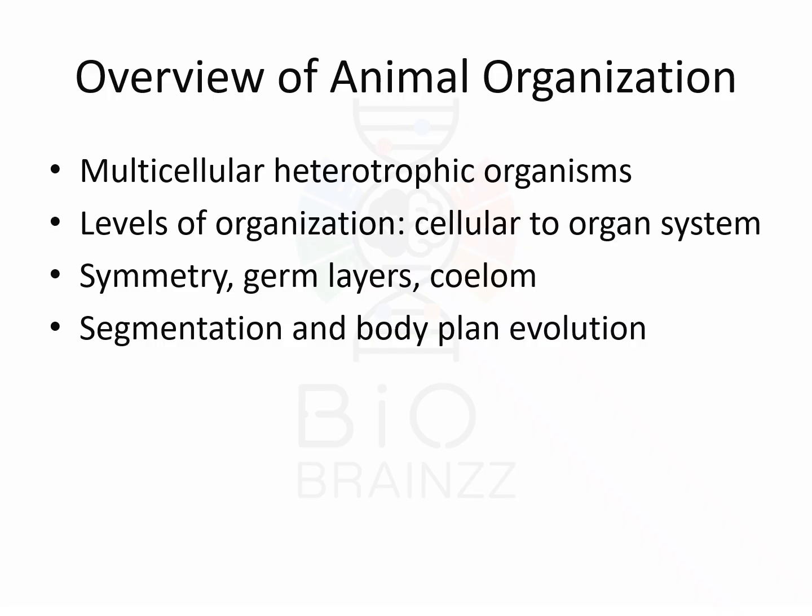Another important aspect of animal organization is body symmetry and germ layer development. Animals may show radial or bilateral symmetry, and their embryonic development produces germ layers such as ectoderm, mesoderm, and endoderm. The presence or absence of a body cavity called a coelom, along with segmentation and body plan evolution, plays a major role in classifying animal groups.